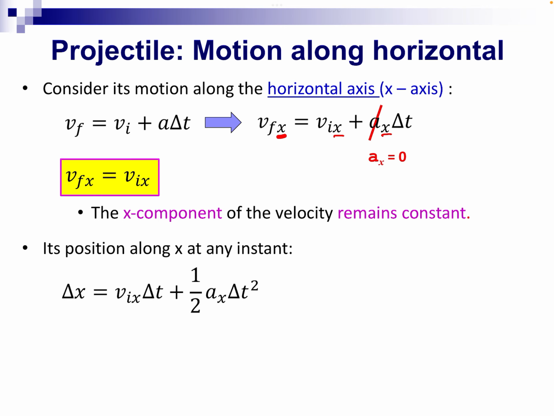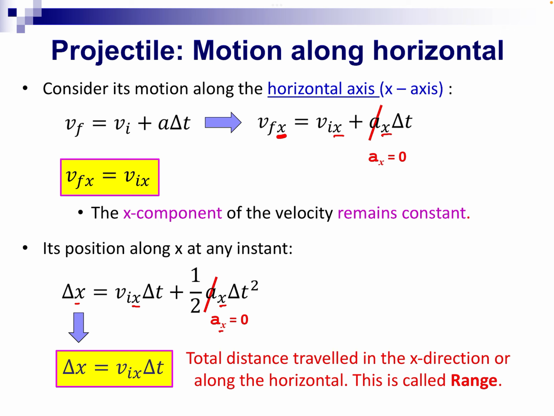You can calculate the position of the object along the horizontal at any instant of time, where delta x gives you the position. You know that along the horizontal, acceleration is always equal to 0. Again, the subscript x's remind us that we are looking only at the horizontal component. The horizontal component of acceleration is always equal to 0, and therefore we can find the position by multiplying the horizontal velocity with the time.